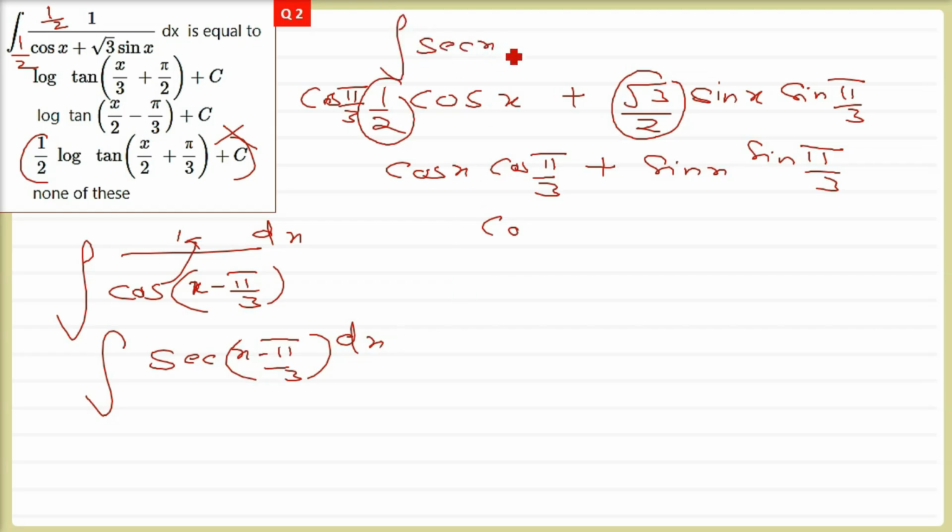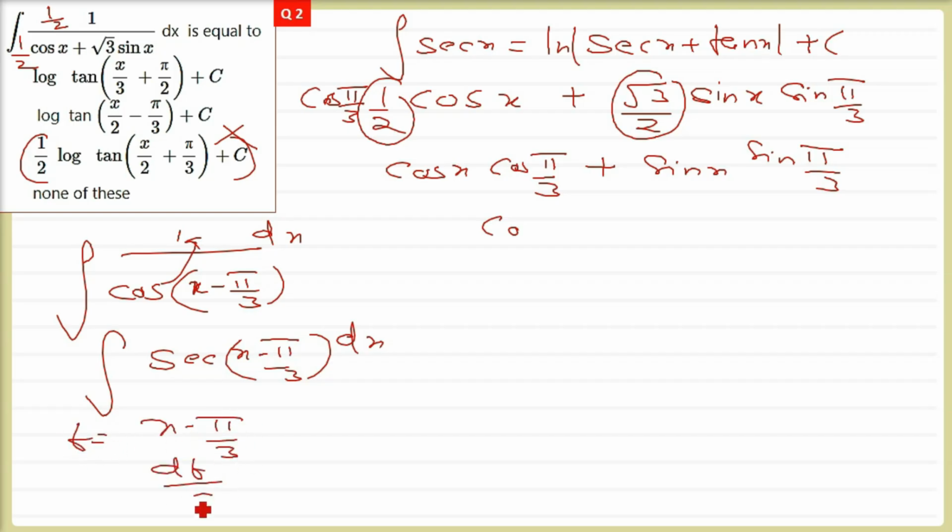So integration of sec x is log sec x plus tan x. Please remember this because this is going to come in the next question also. So log is basically log base e, so you can write it as ln. So sec x minus pi by 3. So take t equals to x minus pi by 3, dt by dx will be 1, dt will be equal to dx. So in place of dx, we can directly write dt.